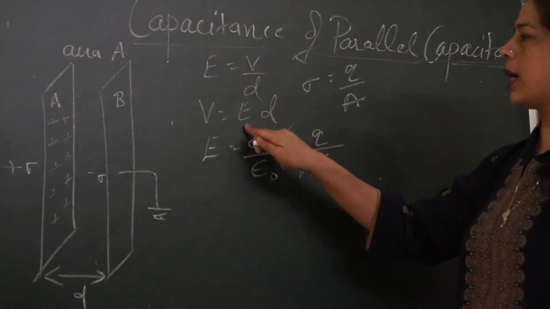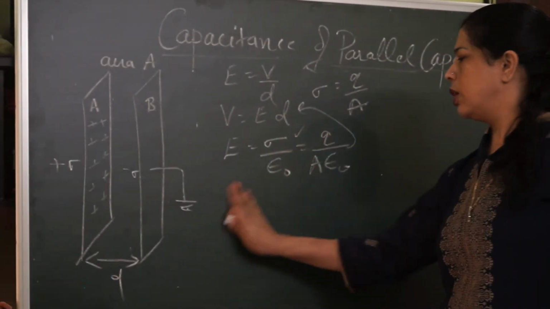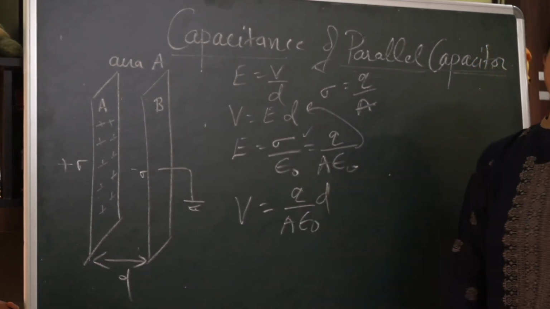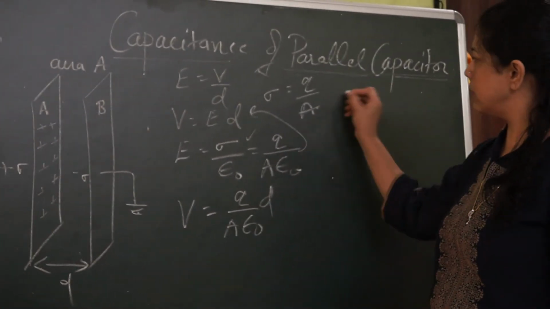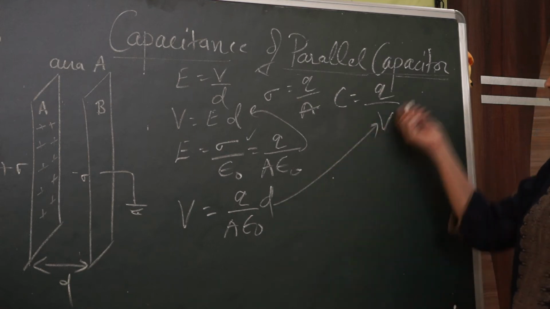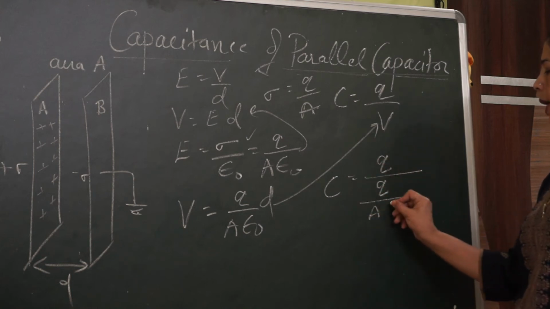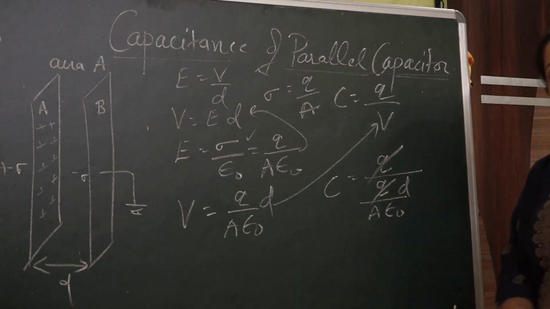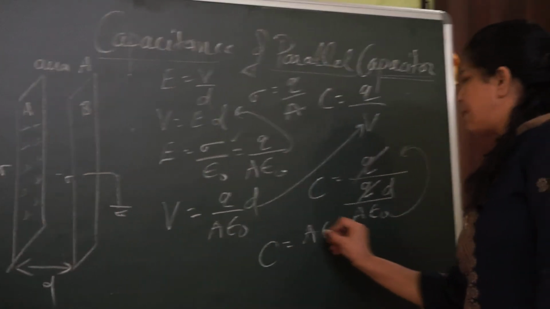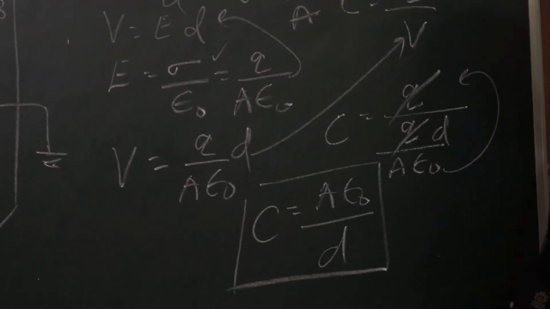So in V we can put the value of E. I will put this value here and what will I get now? V is Q by A epsilon naught into D. I have to find the capacitance, which is Q by V. So I will substitute V here. So C is equal to Q divided by Q over A epsilon naught D. Q will cancel and this term will go up. So what will the capacitance be now? It is A epsilon naught by D, the capacitance of the parallel plate capacitor.